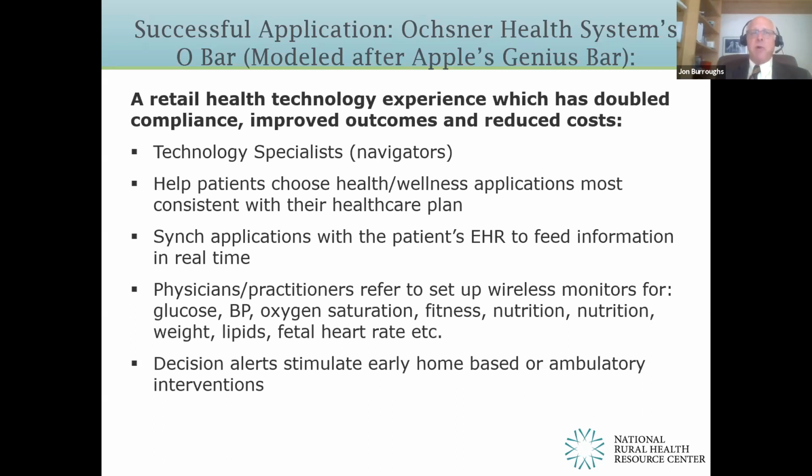They can set up wireless monitors for blood sugar, for blood pressure, for oxygen saturation, for fitness, for nutrition, weight, lipids, fetal heart rate, et cetera. There's all kinds of things you can monitor wirelessly now. There are implantable devices now for diabetics where you can measure the hemoglobin A1C, the blood sugar, and other electrolyte measures in real time automatically. And these implantable devices will actually deliver insulin or other medication automatically based on the hemoglobin A1C and the blood sugar. So a lot of this now is being remotely set up.